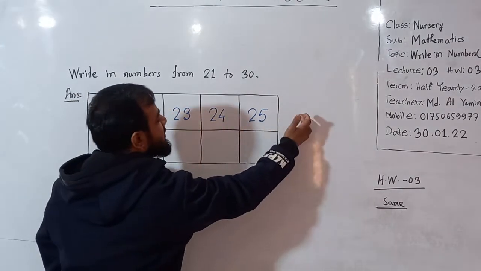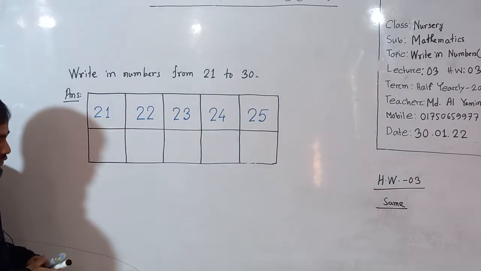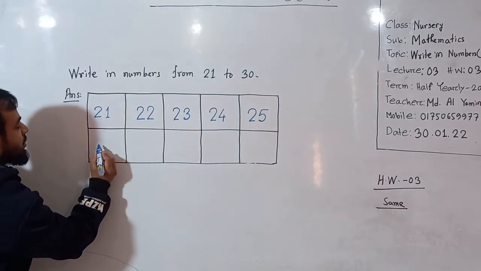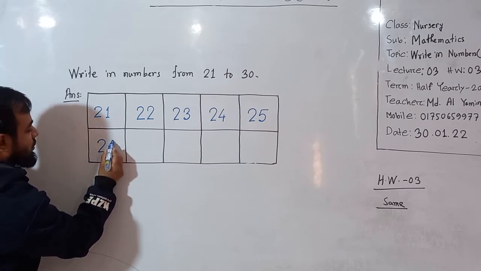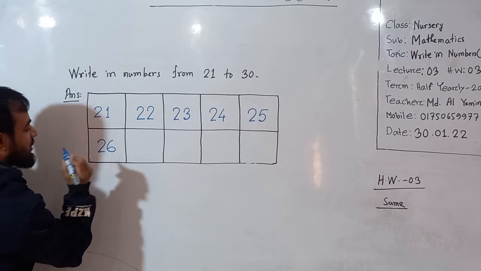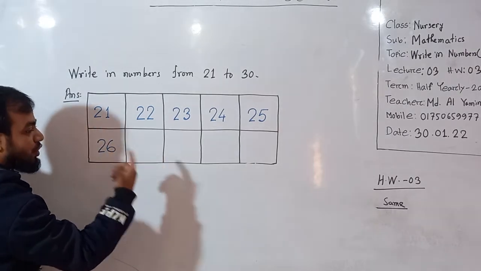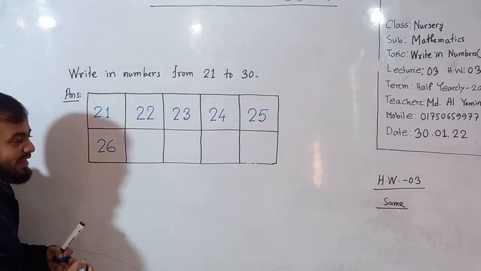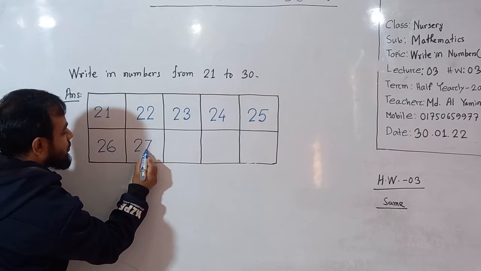And there is no blank box on the right side, so you should come to the next row, first column. 26 should be written in the first column, second row. 2 and a 6 makes the number 26. After 26, the number that comes is 27. We know that 2 and a 7 makes the number 27.